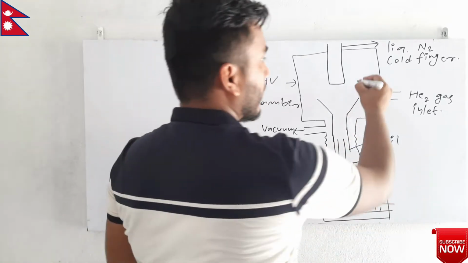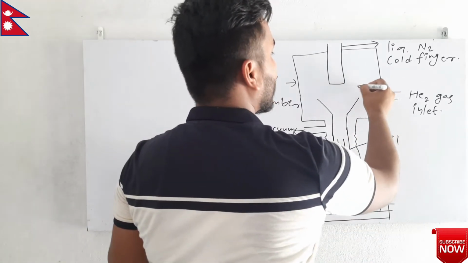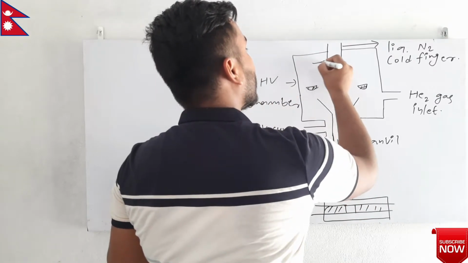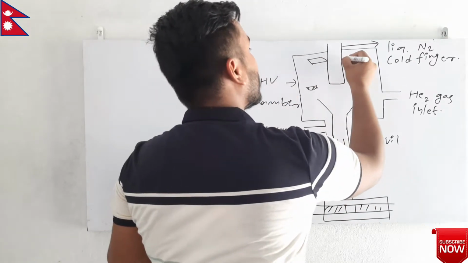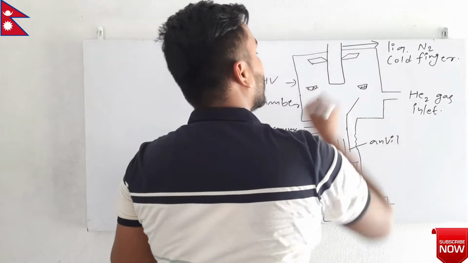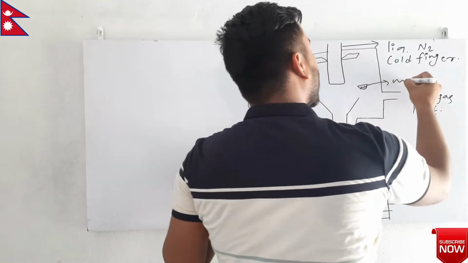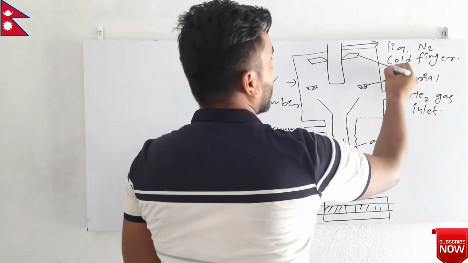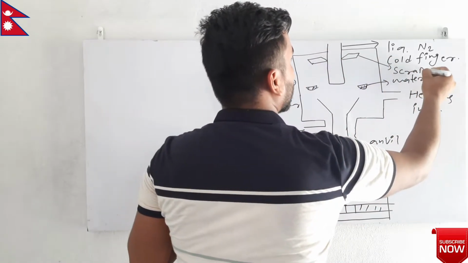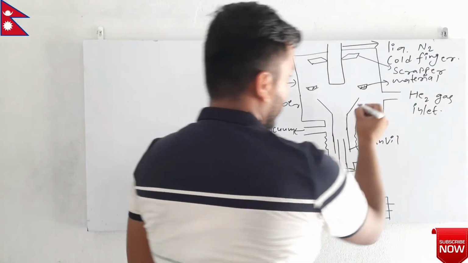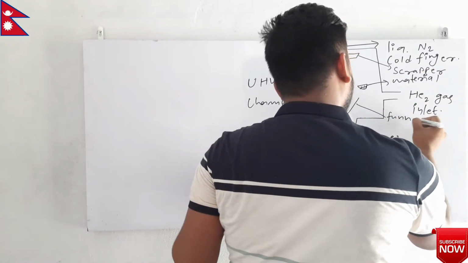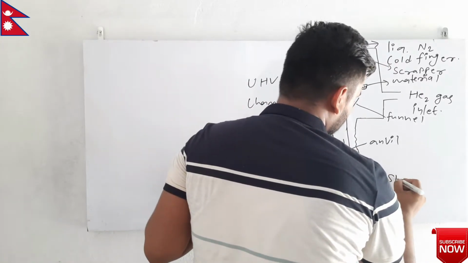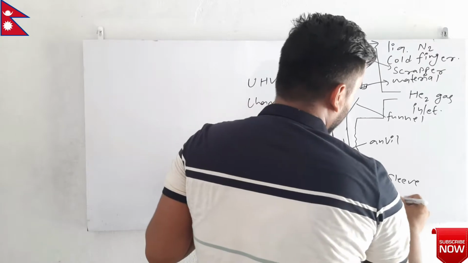Now let's name everything. There are other components as well. Here there will be material. This is the scraper. I will tell the use of everything. This is the material. This is what? This is the scraper. This is the funnel, and here this is called the sleeve, and this is the piston.